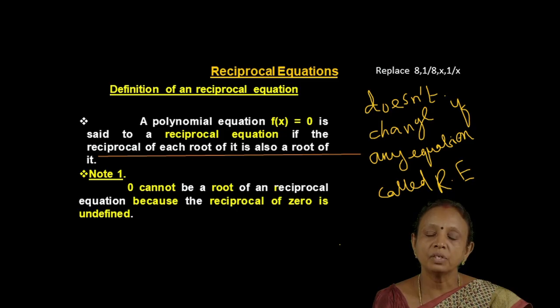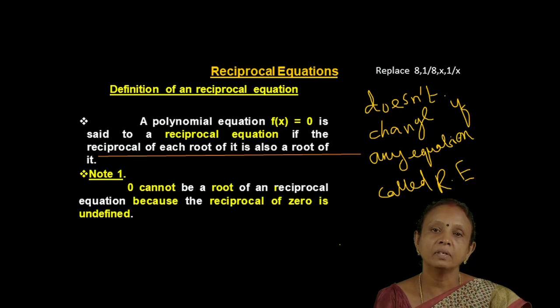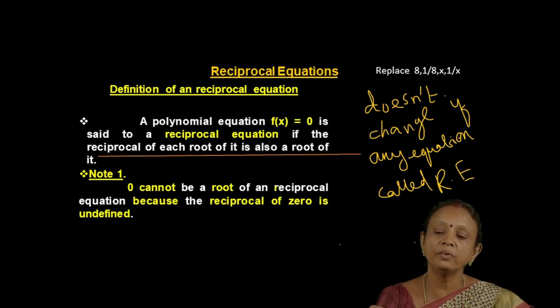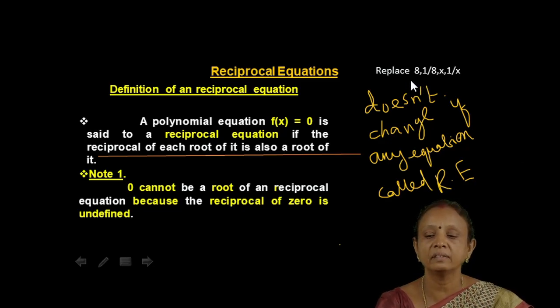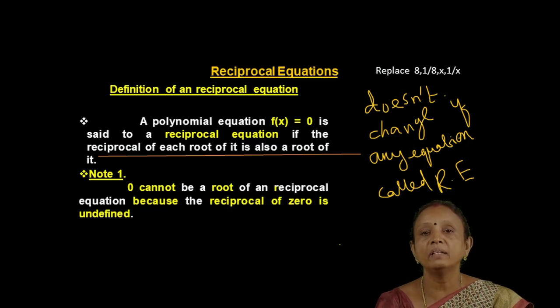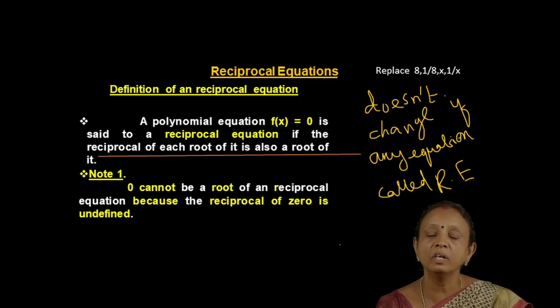A polynomial equation f of x equal to 0 is said to be a reciprocal equation if the reciprocal of each root of it is also a root of it. For example, suppose you take 8 and 1 by 8. What is 1 by 8? 1 by 8 is the reciprocal of 8. So when you take 8 in the equation f of x equal to 0, and also when you put 1 by 8 in the equation, then the two equations will remain the same. So, nothing but the reciprocal equation.